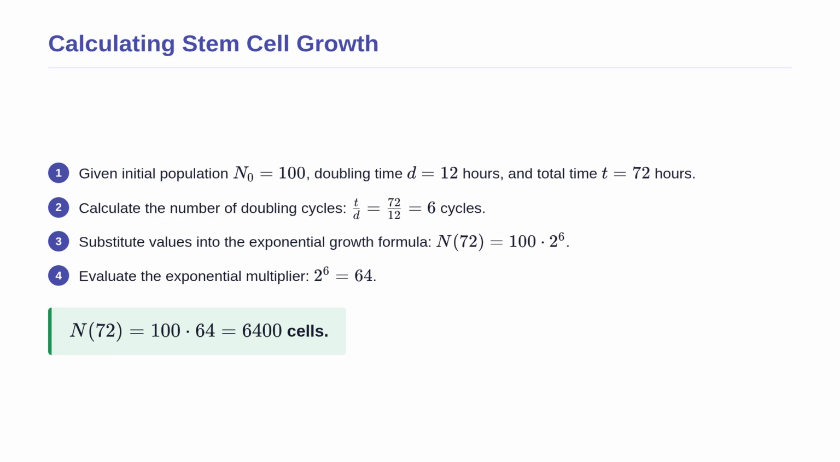Next, we substitute our initial population of 100 and our 6 cycles into the formula. 2 to the power of 6 is 64. Multiplying 100 by 64 gives us a final answer of 6,400 cells. Physically, this means in just 3 days, a tiny cluster explodes into thousands of cells, which is necessary to build the brain.